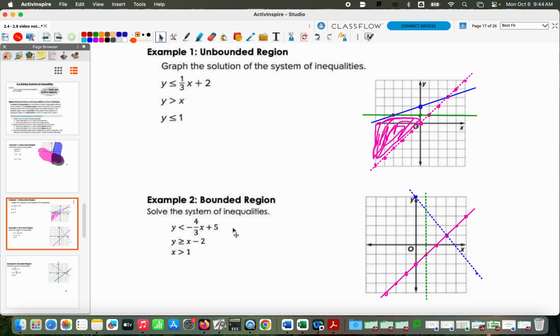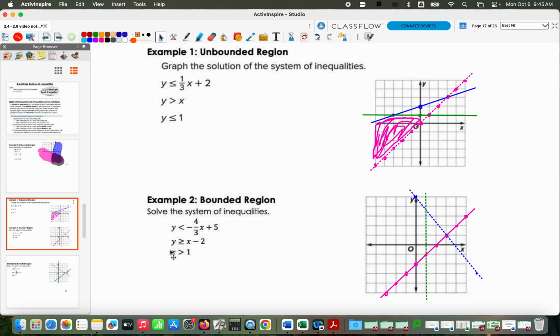So this one here, the first one starts at 5, goes down 4 over 3, down 4 over 3, should be a dotted line. This one would shade below, so I'd be looking at everything this way here. The next line starts at -2, goes up 1 over 1, up 1 over 1. It's a solid line. Everything greater, so it'd be above the line. So I'm thinking, okay, I got my answers all in this section here.